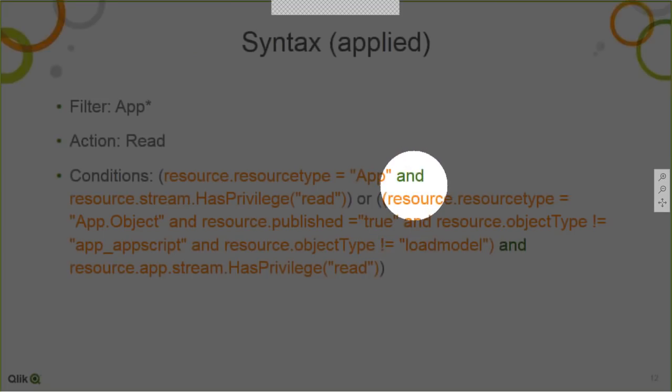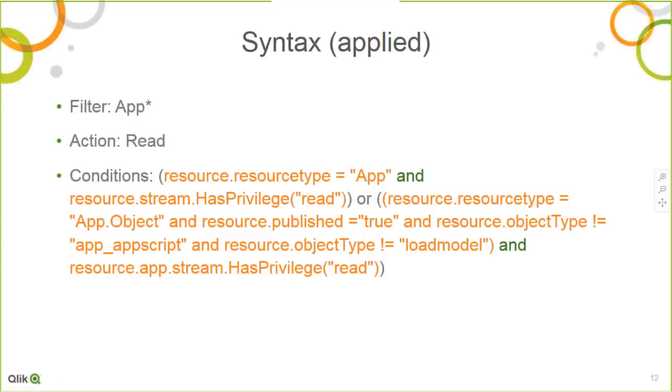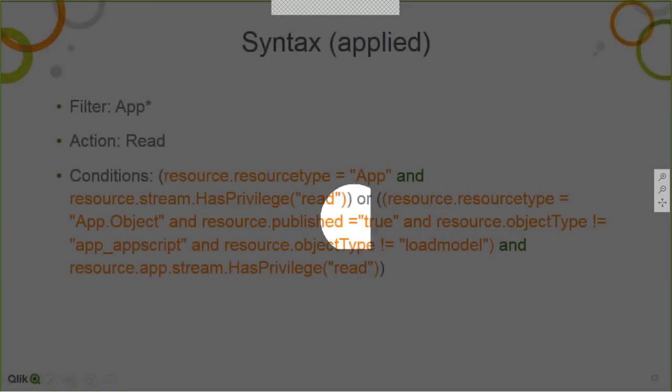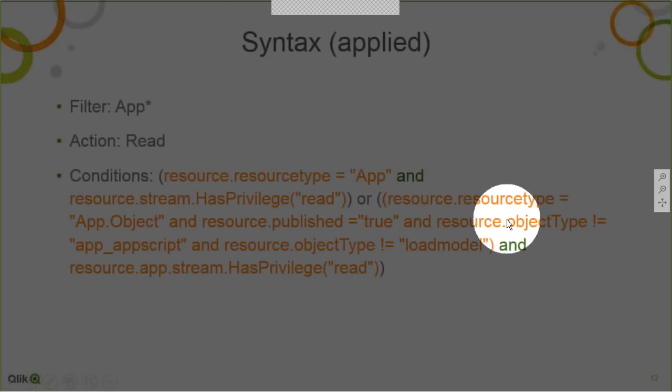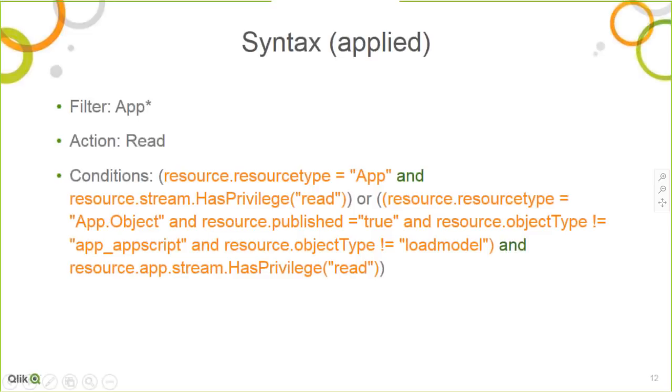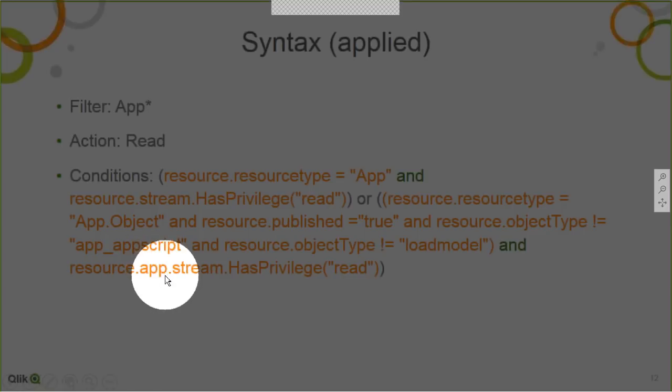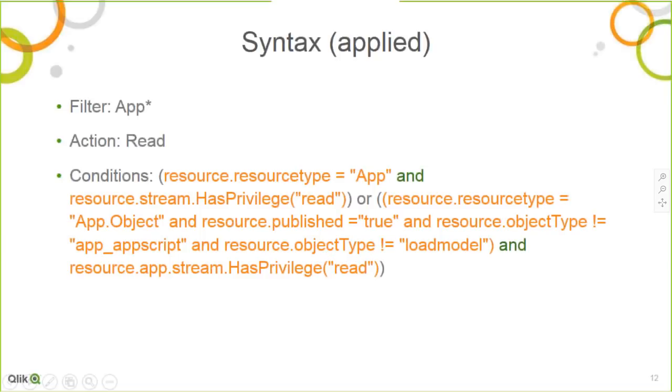The second part is resource.resourceType is app.object. So now we're talking about app objects like sheets, stories, bookmarks, that sort of thing. And we're saying the resource, which is an app object, is published. That happens when you publish an app to a stream. And the resource object type, so the type of app object, is not app.script, which is the load script. There's documentation on this, but it's just the load script. And the object type is not the load model, so the data model. They can see everything in an application that's published, every app object that's published except those two things, provided that they have read access to the app and to the stream. And that allows you to inherit rights to the app object from the app from the stream.